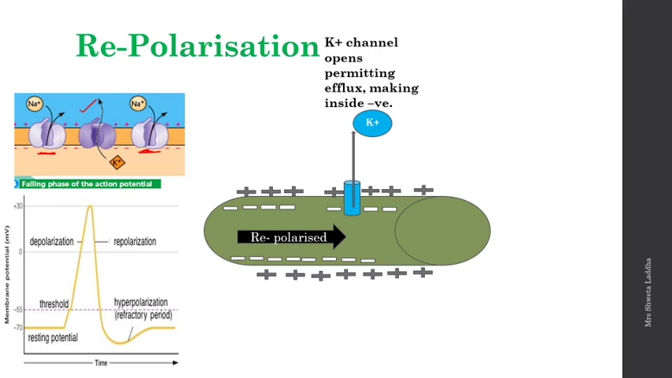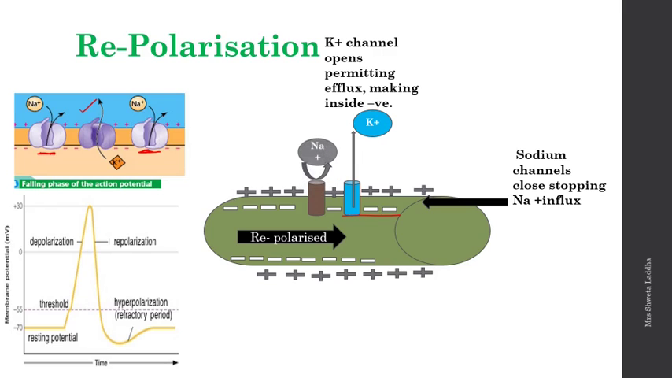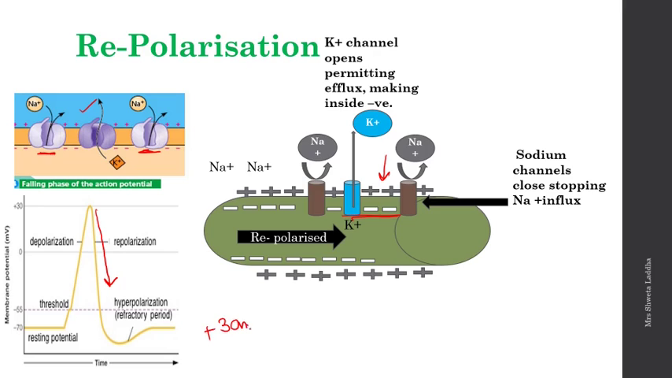The inside starts again becoming negative, isn't it? Sodium channels stop, they close, and therefore the influx of sodium is also stopped. Sodium also stays outside. As sodium stayed outside, potassium is also pumped outside. What is happening? Outside is becoming positive and inside is becoming negative. This is called repolarization. But this repolarization starts after the action potential reaches plus 30 millivolts.